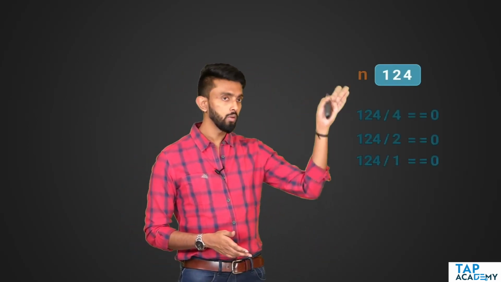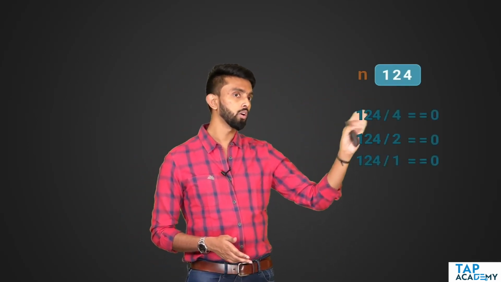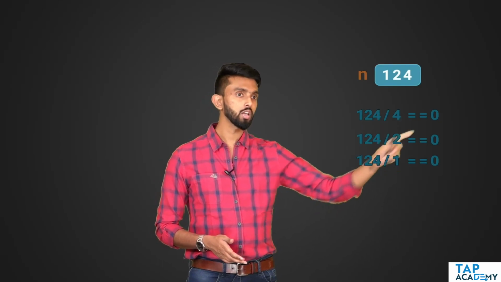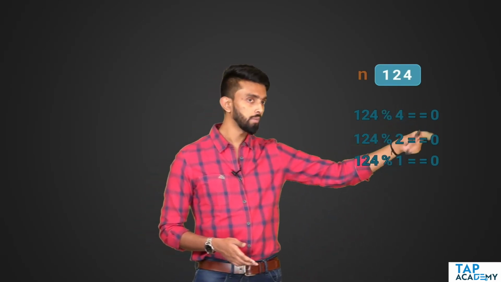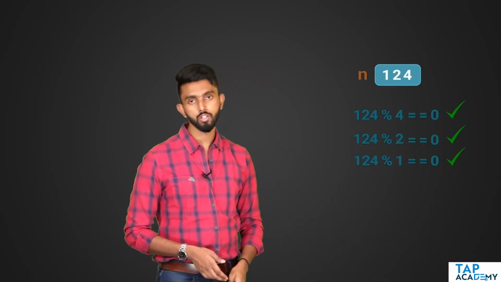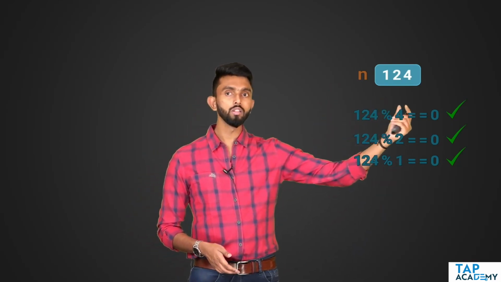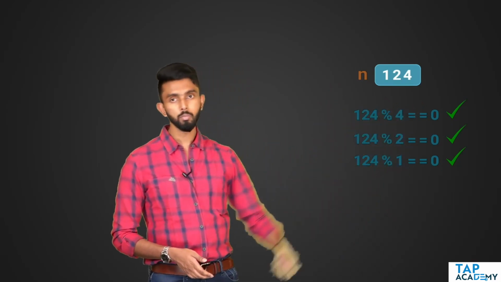Okay, now that you have understood this, let's go ahead and solve. The question is very easy. N is 124. 124 divided by 4, divided by 2, divided by 1. Each digit will perfectly divide it, so I'm putting ticks. Obviously all the digits can perfectly divide the number, which means what you must return is 3. Any confusion? That is the count of divisors.